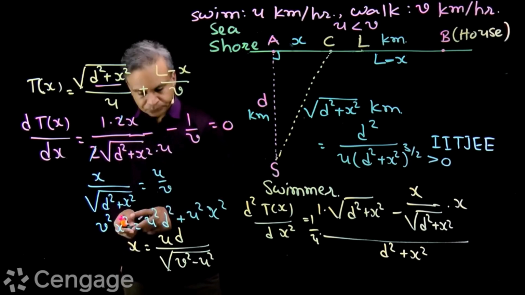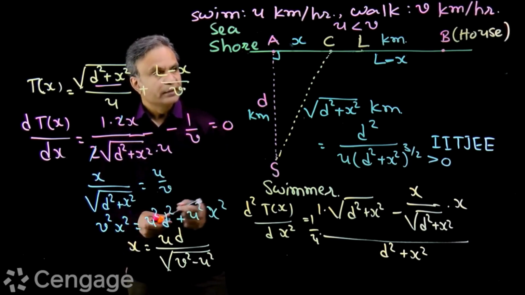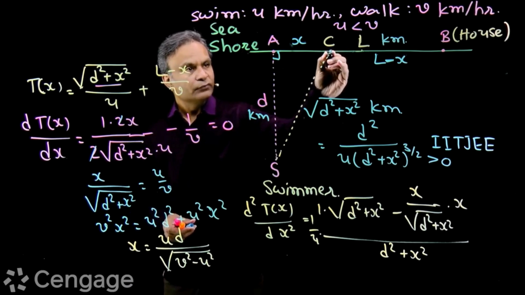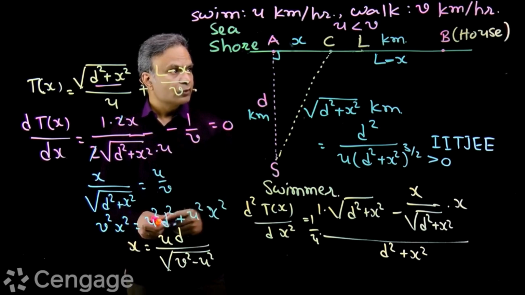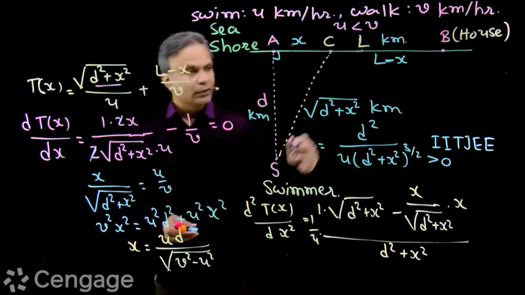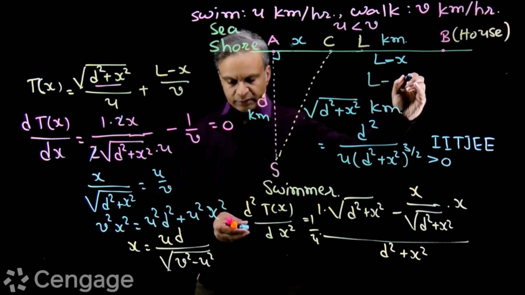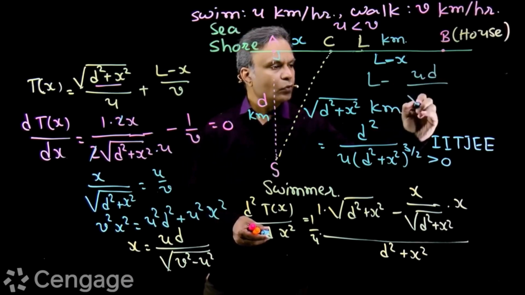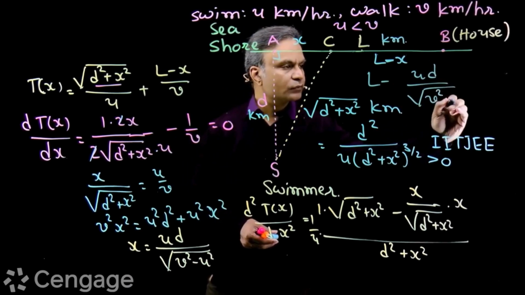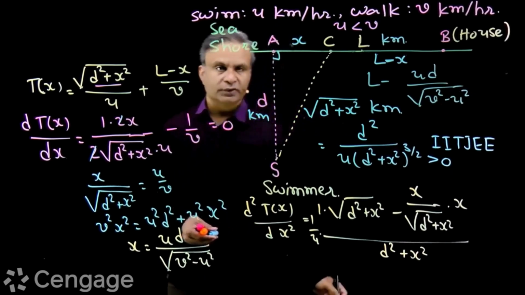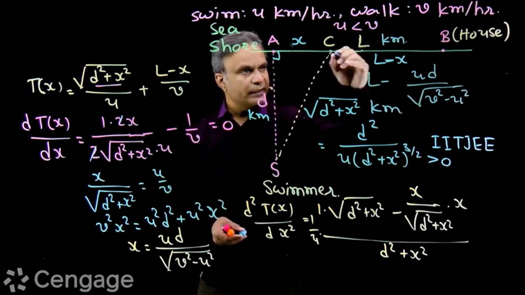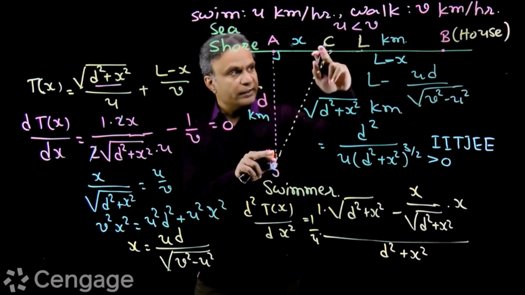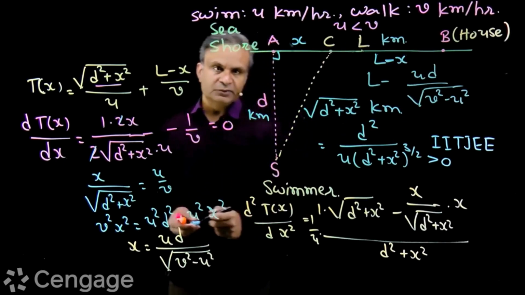That means swimmer will land here at point C, whose distance from point A is this, or distance from his house is L minus ud over root v square minus u square, ठीक है. स्विमर सी जो है वो अपने हाउस से इतने डिस्टेंस पे लैंड करेगा, तो उसका घर जाने का जो टाइम है वो लीस्ट होगा, ठीक है.